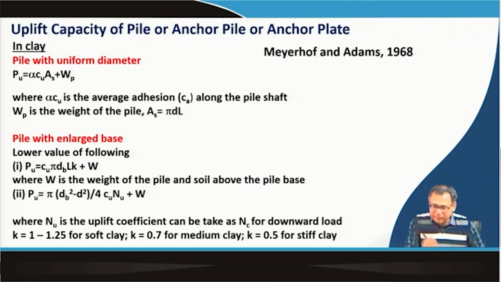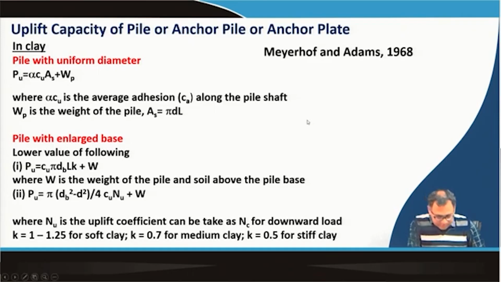Okay. So, that is given by Meyerhof and Adams, 1968, for clay, which is the same as the uplift capacity of the pile. There will be an adhesion factor into the undrained cohesion into the area, plus the weight of the pile. That means the friction resistance plus the weight of the pile. The adhesion factor you can take the same as the adhesion factor under compression, and this way you can determine the uplift capacity of the pile in clay. Or I should not say it is the pile, it can be an anchor plate, it can be a foundation also, the uplift capacity of the foundation, and this is for uniform diameter.